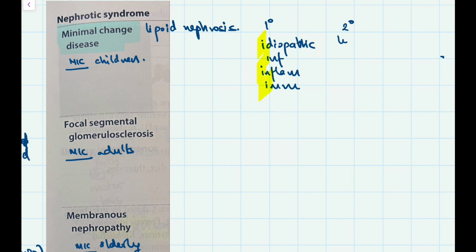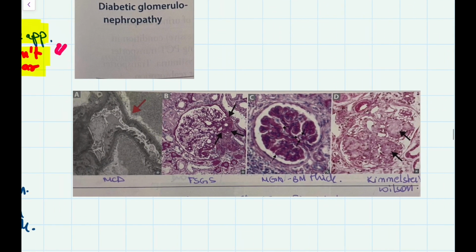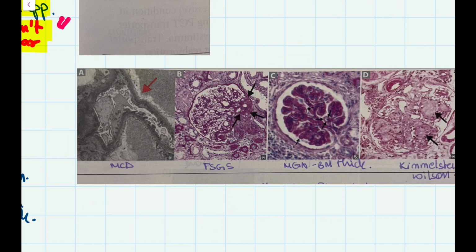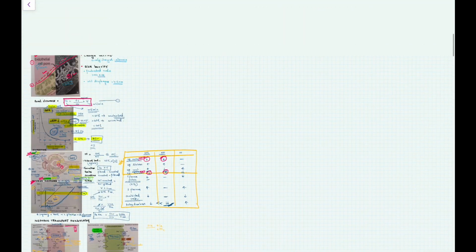Talking about the secondary causes, it can be secondary to lymphoma. Why? Because in lymphoma, there is cytokine mediated damage. Now, the primary disease has an excellent response to corticosteroids, and that forms the baseline of the treatment of minimal change disease. On light microscopy there are no changes, or you can say the light microscopy is normal. Immunofluorescence is normal or negative, and only on electron microscopy we can see that there is effacement of the podocytes or the foot processes. So here this is an electron microscopy picture where we can see the effacement of the podocytes. Let us compare it with the normal electron microscopy picture which we saw.